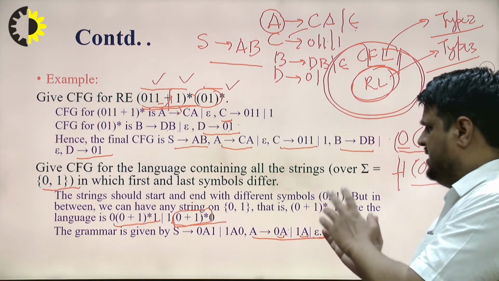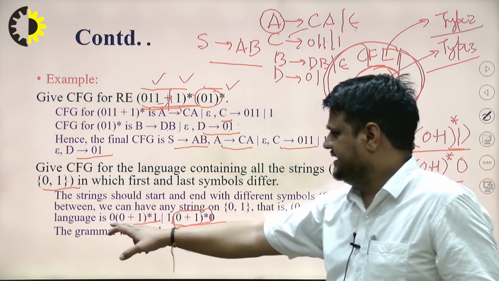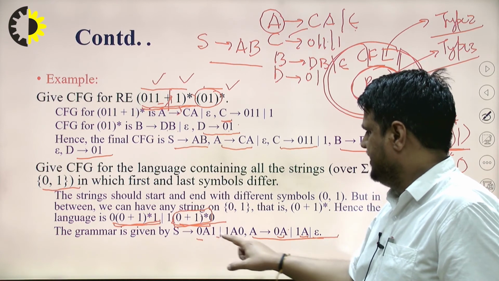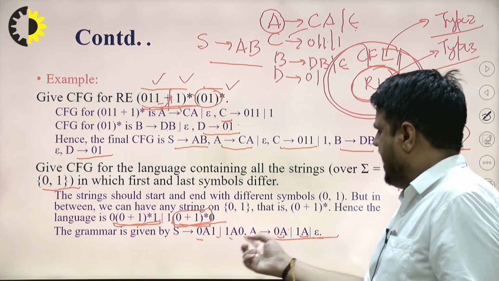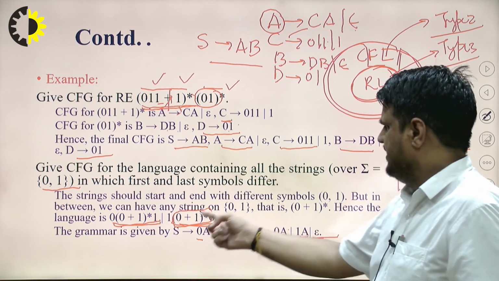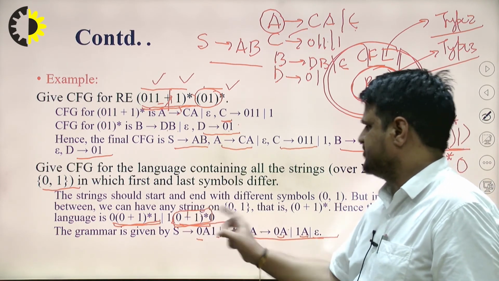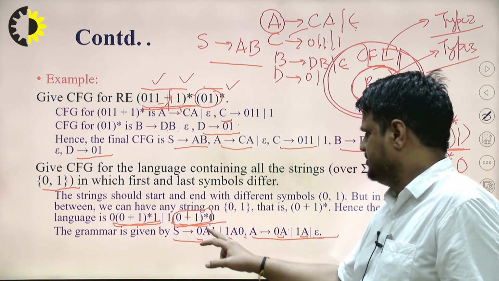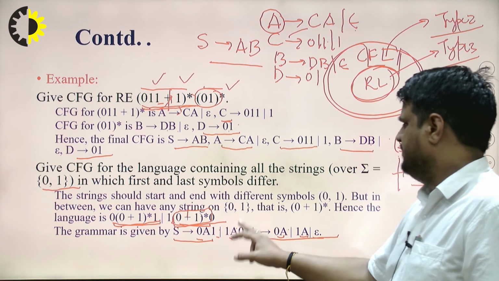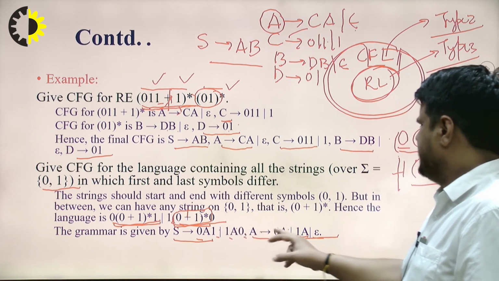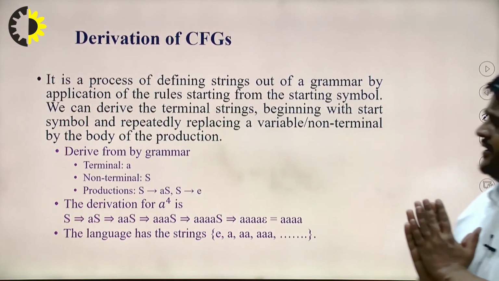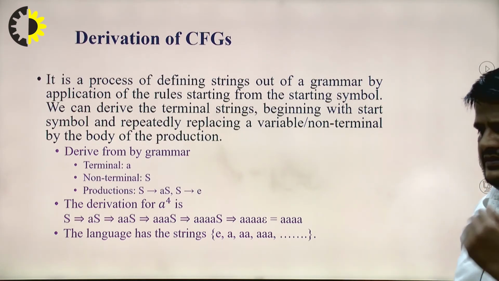After that, what happens? It is either this choice or this choice, meaning start with 0 and end with 1, or start with 1 and end with 0. And in between, A will be replaced to fill the particular (0+1)*. So the grammar will be S tends to 0A1 | 1A0, and A tends to this one, right? So this is all about the grammar, how you can write it down. Now we will move towards the derivation, right?